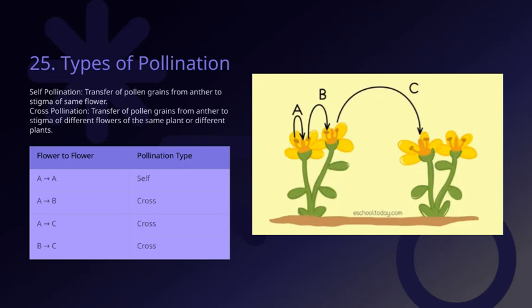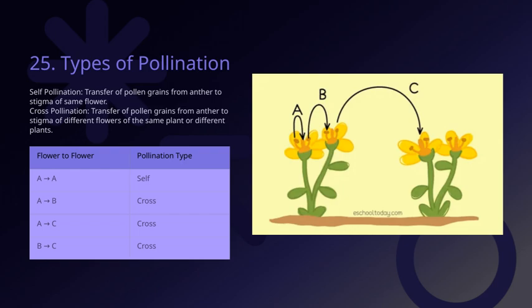Now, let's look at the different types of pollination. First, we have self-pollination, which occurs when pollen grains are transferred from the anther to the stigma of the same flower. This means the flower essentially fertilizes itself, which can be advantageous for plants in stable environments.